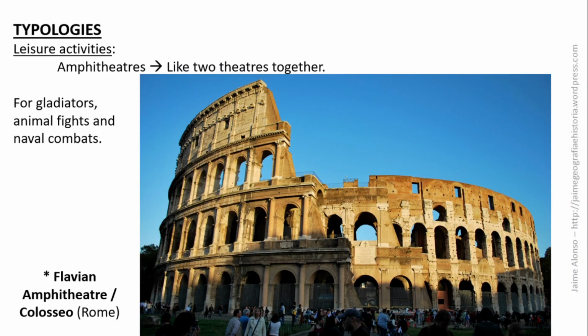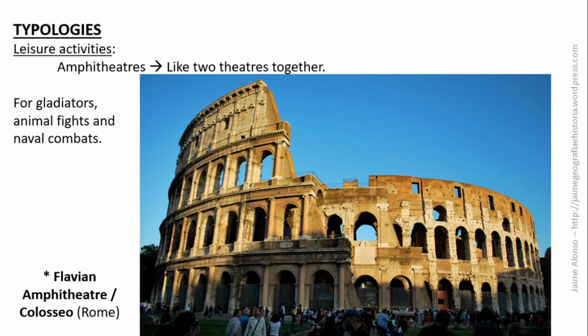In this second video of sections 5 and 6 of Unit 6, we are going to start seeing the Flavian Amphitheater, also known as Colosseo, as we have seen in the video before. This typology of leisure activities buildings, we have already mentioned the theaters, and the Colosseo is an amphitheater. What is an amphitheater? An amphitheater is like two theaters put together.